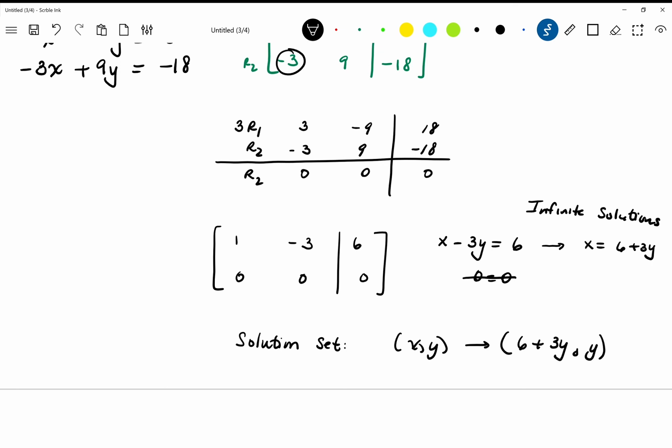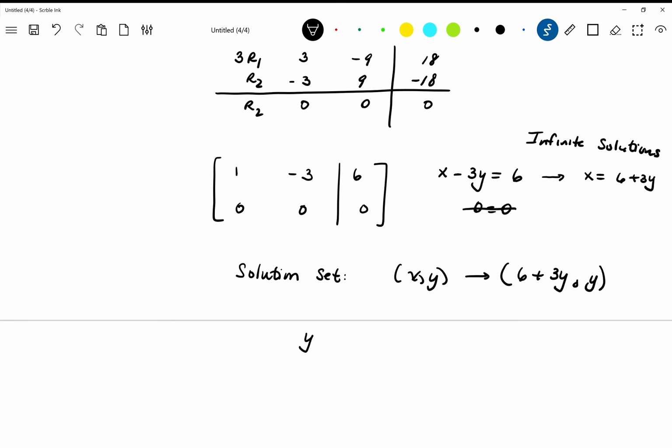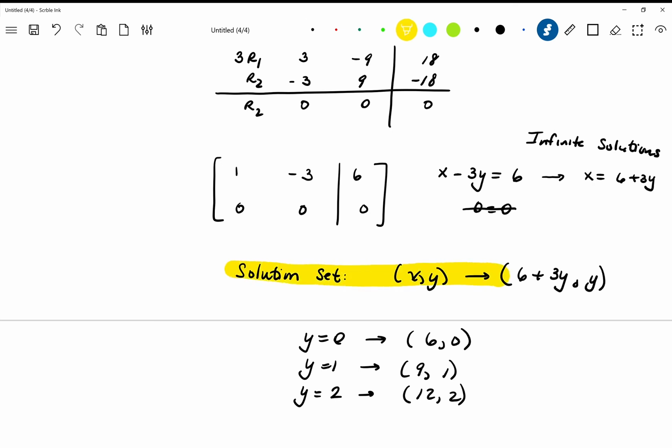And why is that more advantageous to write it that way? It's because I only need to know one variable to get the solutions. So what that means is, if I want y to be 0, I know that 6 comma 0 is a solution. If I want y to be 1, I know that 9 comma 1 is a solution. If I want y to be 2, I know that 12 comma 2 is a solution, and so on and so on. So this is just a more convenient way to express the solution set to a system of equations where there's infinite solutions.